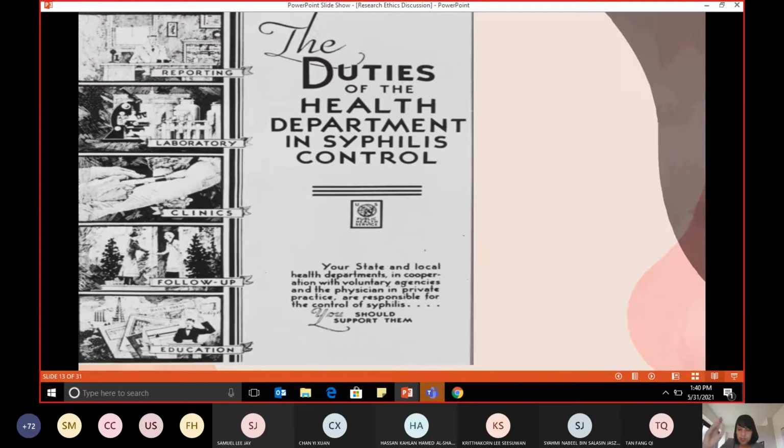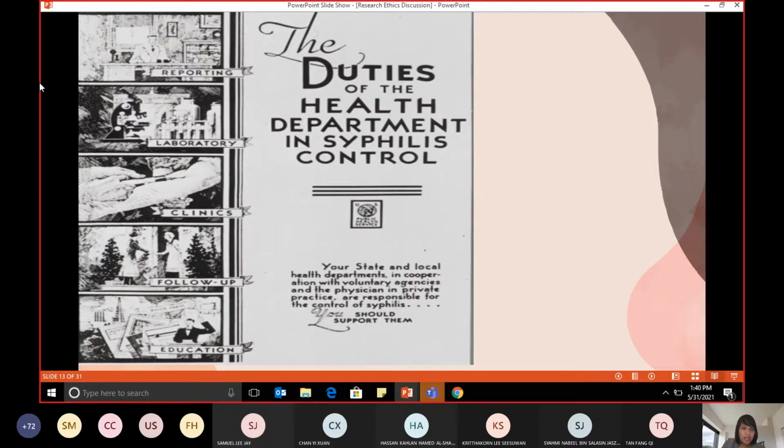Okay, this is what happened to the participants of the Tuskegee syphilis experiment, because they saw this. They thought, okay, everything is positive here. First of all, we have to report. Okay, we have to participate. We have to sign up, and then the information will be checked and examined in the labs. And then they will have clinics, so don't worry. If we have complications, we can go to the clinics.